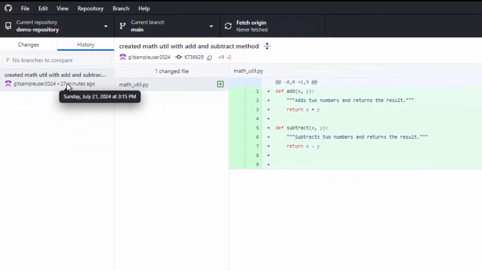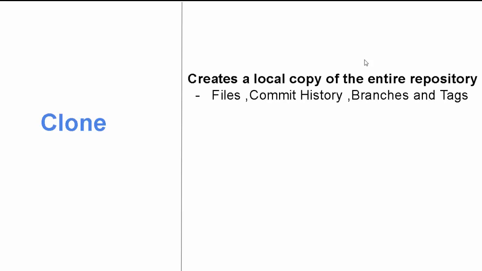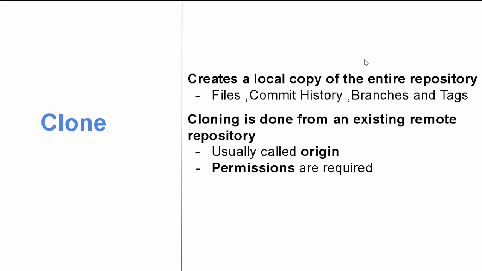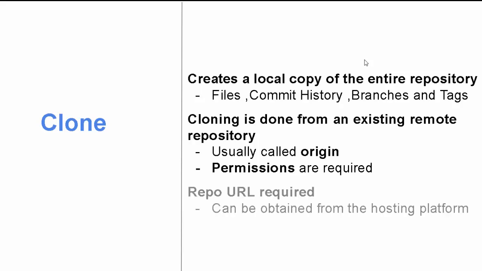Before that, let's understand some basics. Now, what is this clone and what does it do? Basically, it creates a local copy of the entire repository. Just as we saw now from GitHub, we created a local copy in our system and it contains files, commit history, branches and tags, everything. Now it's done from an existing remote repository, which is usually called origin, and permissions are required in some cases based on the remote repository you are using. And definitely, unless you are cloning your own repository from GitHub Desktop where your URLs are already shown, you need a dedicated URL just to get that repo from the remote repository.